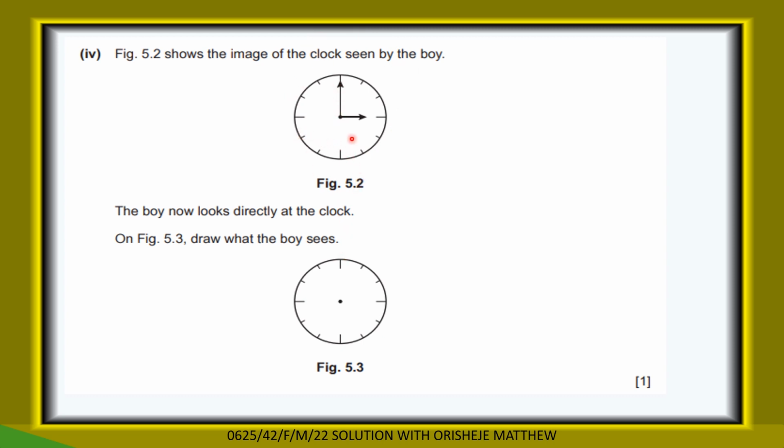Images formed by plane mirrors are laterally inverted, so they have a 180-degree flip, a horizontal flip. So this 3 o'clock will flip to 9 o'clock. So you have lateral inversion of the image. This is what the boy will see as the image of the 3 o'clock time.